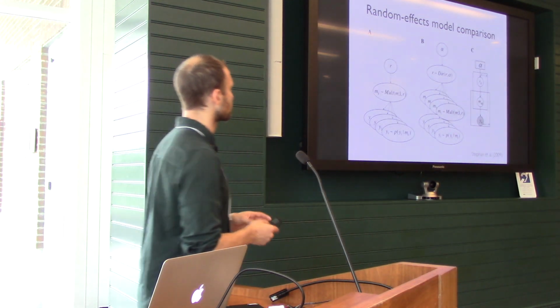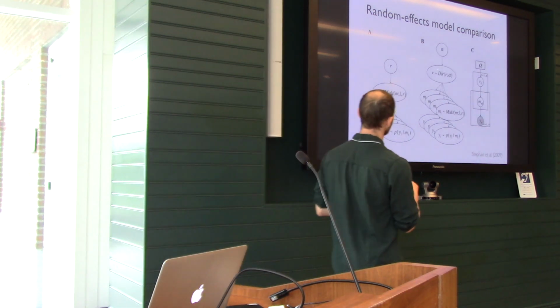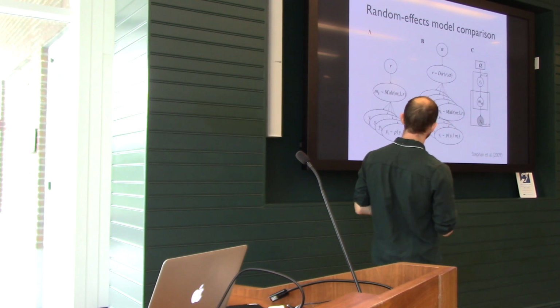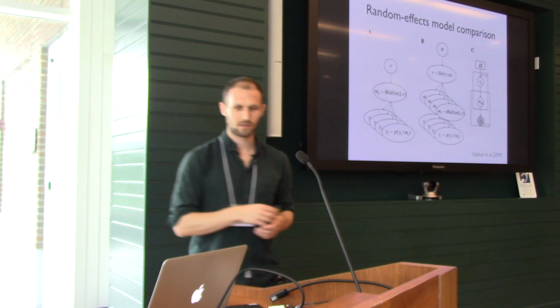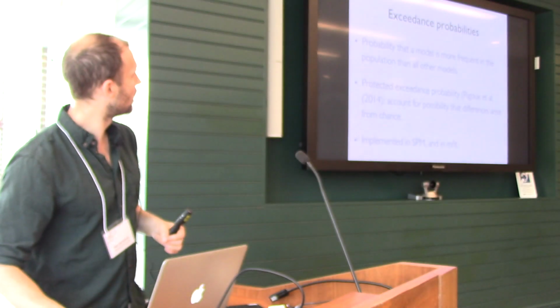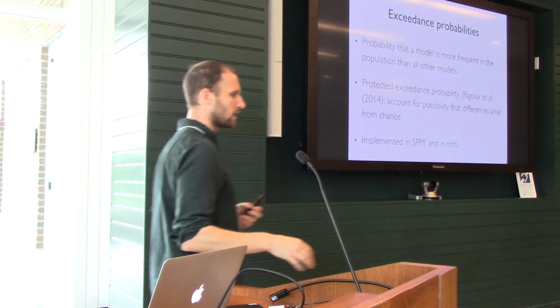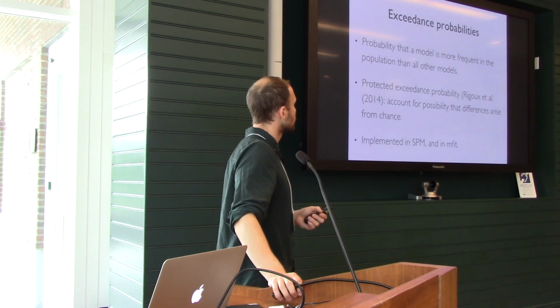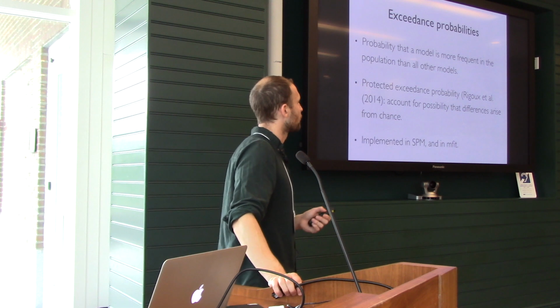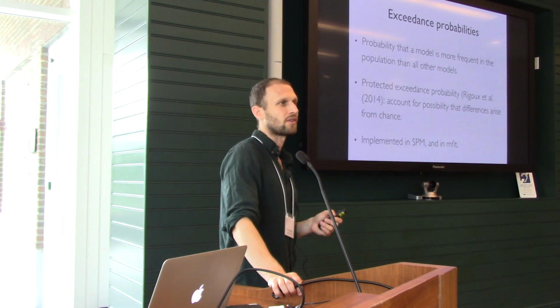So the graphical model looks something like this. Don't worry about all this notation here, but this is just reiterating what I just said. And what you get, there's various ways to quantify that. The most common way is to use what are called exceedance probabilities. So this is the probability that a particular model is more frequent in the population than all the other models.